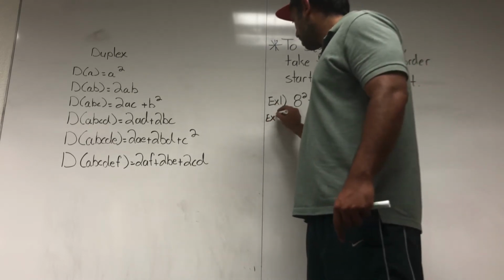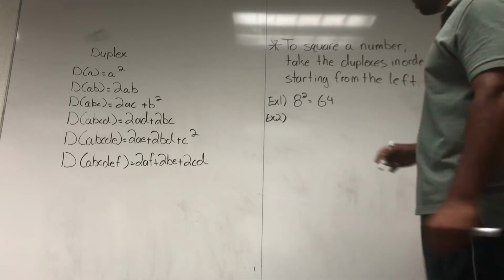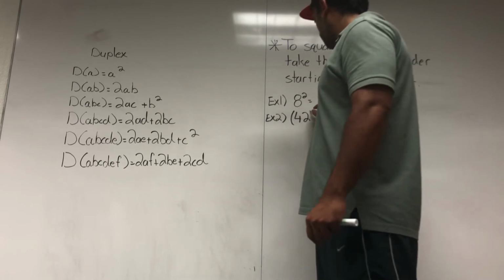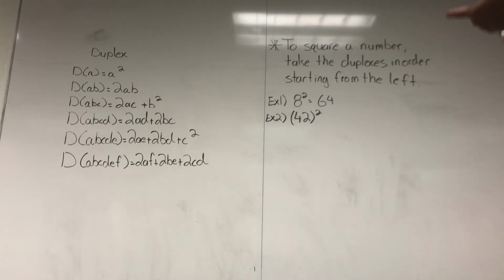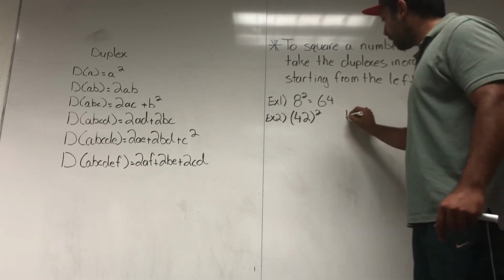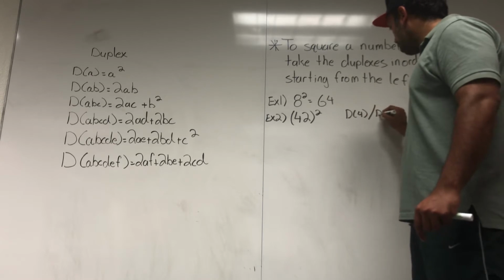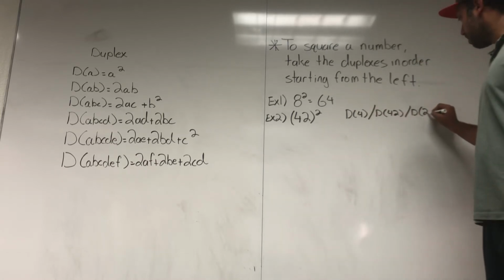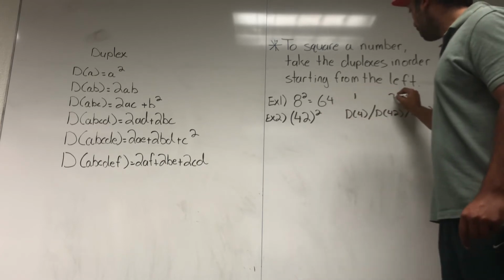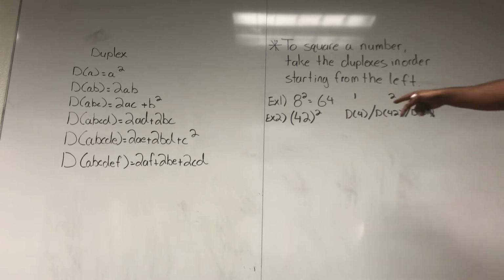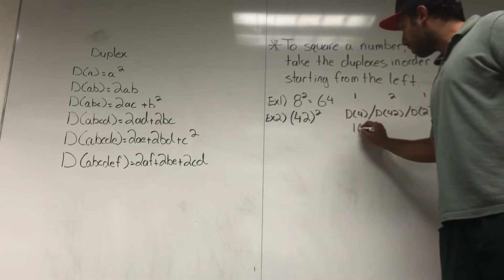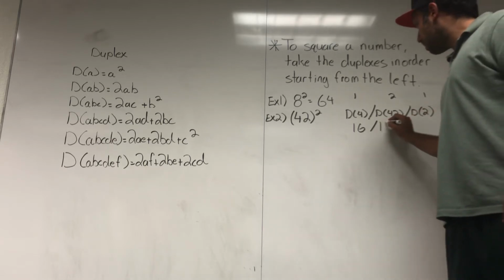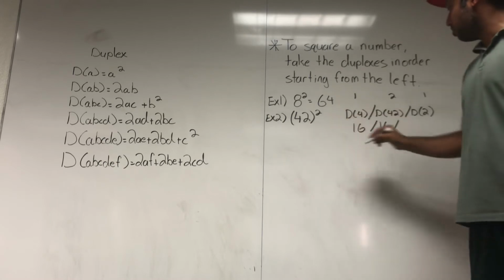Let's jump to a 2-digit number and see what I mean by go in order starting from the left. So, let's say I want to say what 42 squared is. What I mean by find the duplexes from left to right is I need to find the duplex of 4, the duplex of 42, and then the duplex of just 2. As you can see, it has a 1, 2, 1 pattern. We start here, we go here, then we go here. The duplex of a 1-digit number is just its square, so I'm going to say 16. The duplex of a 2-digit number is this times this doubled, so 4 times 2 is 8, doubled is 16. And the duplex of a single-digit number is just its square, 2 squared is 4.